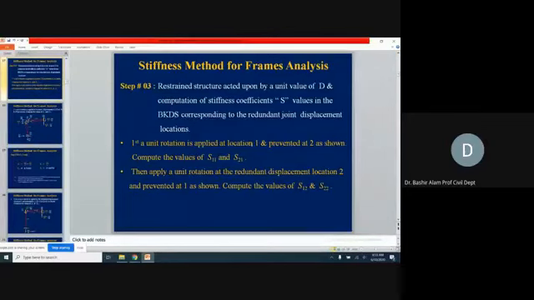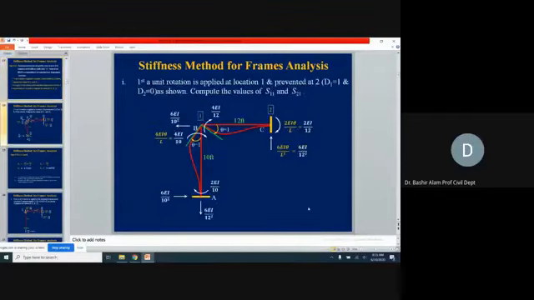Why? Because at one location we have applied the unit displacement. And then it is followed by the application of the unit displacement corresponding to location 2. And for the rest of the locations, we keep them locked. This way we generate the second column, whose elements will be S12 and S22. Now let's demonstrate these two steps of step number 3 for this particular problem.